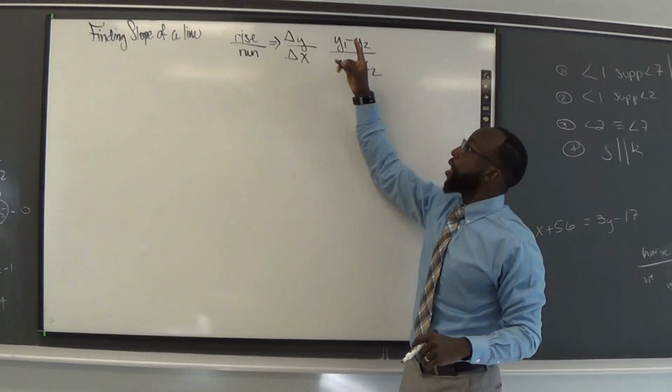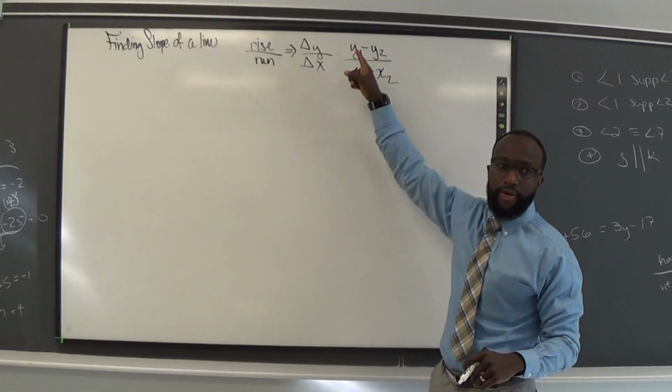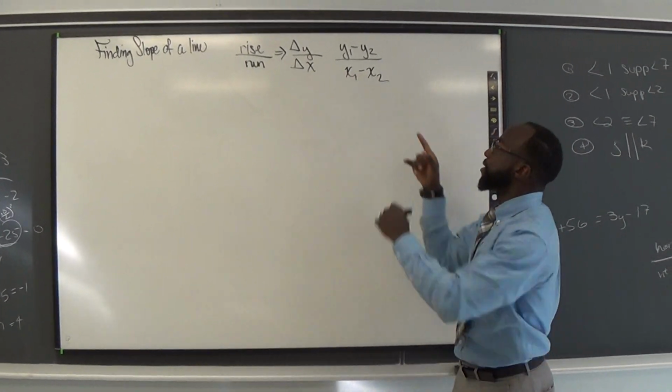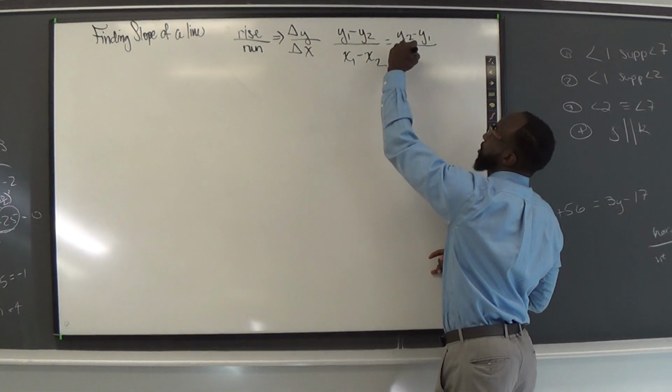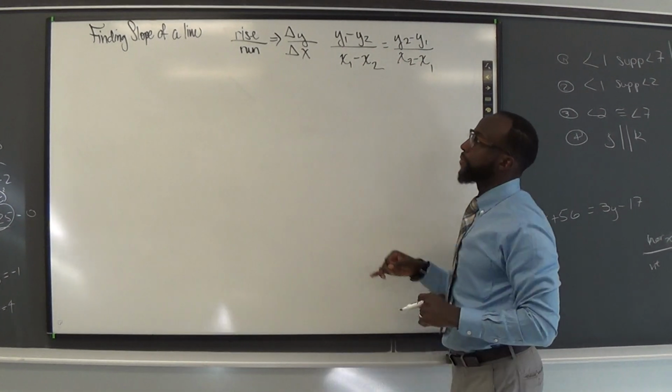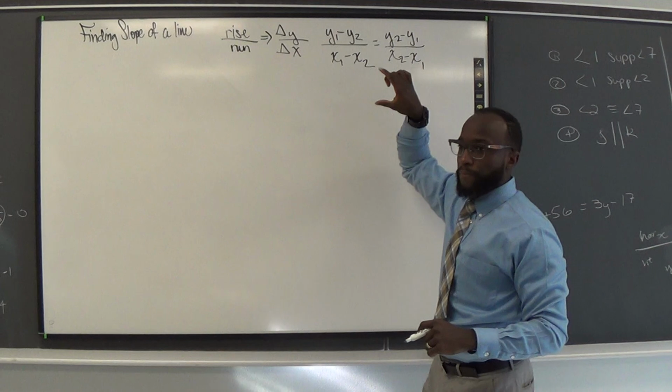And a lot of books will flip it so the y2 is in the front and the x2 is in the front, right? But you get the same thing. So it's the same thing: y2 minus y1 over x2 minus x1. Now, this is how you find the slope.